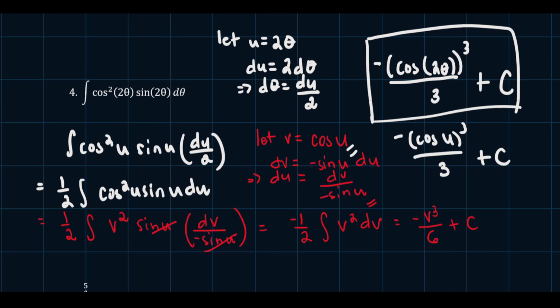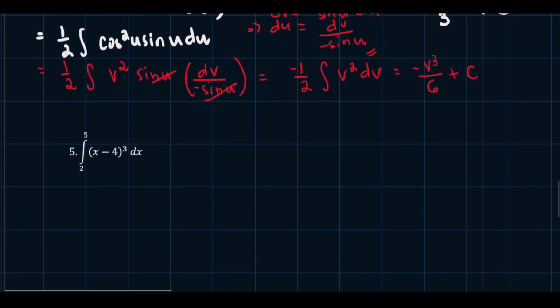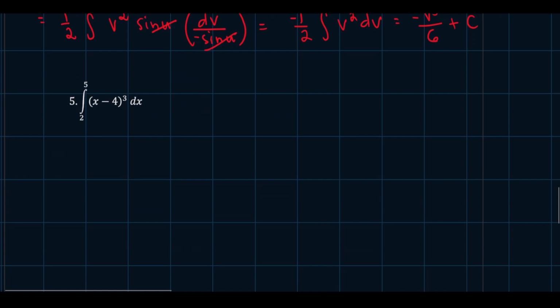So, from a complicated integral problem, we reduced it by substitution, and then we reduced it again by another substitution. Okay? Now, it goes without saying that this is also applicable for definite integrals. So, for example, we have this one here. The definite integral from 2 to 5 of (x minus 4) to the third power dx.